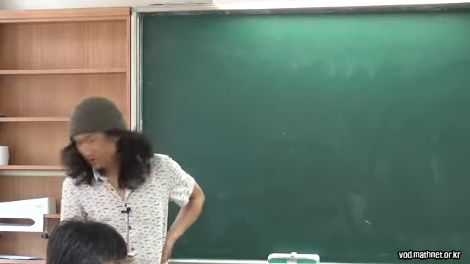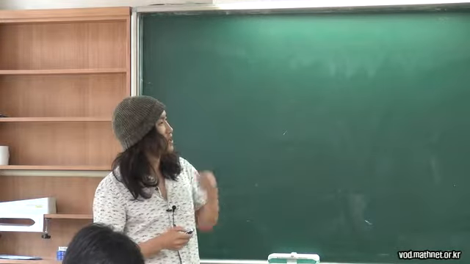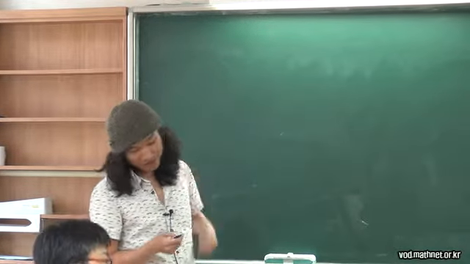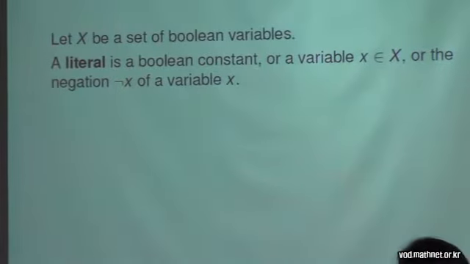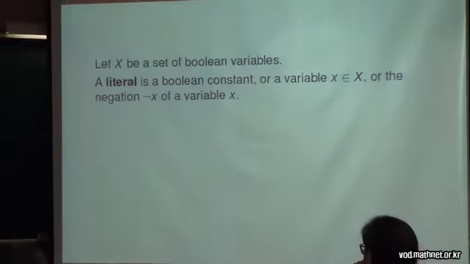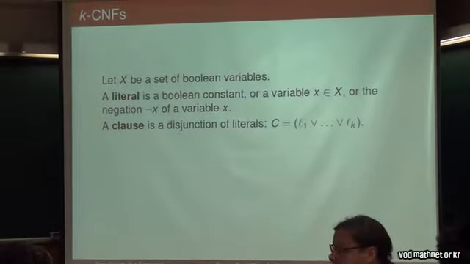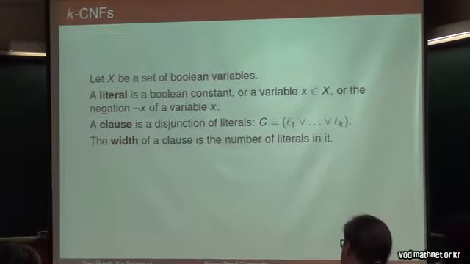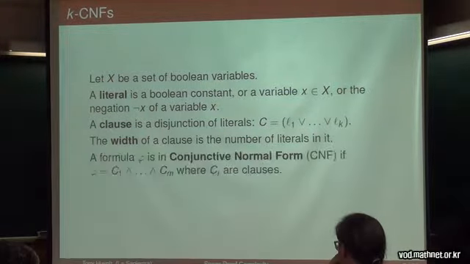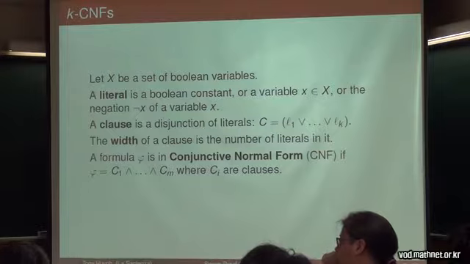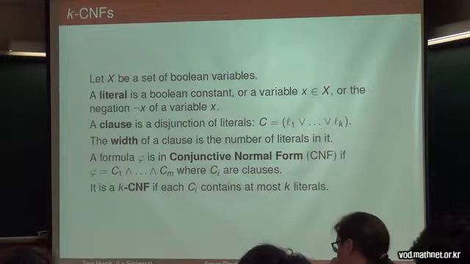Okay, so I'll start off slow, just with some definitions. X is just a set of 0, 1 variables. A literal is either a Boolean constant, a variable, or its negation. A clause is a disjunction of literals. The width of a clause is just the number of literals in it. A formula is in conjunctive normal form, CNF, if it is an AND of clauses. And it's a K-CNF if each clause has at most K literals.